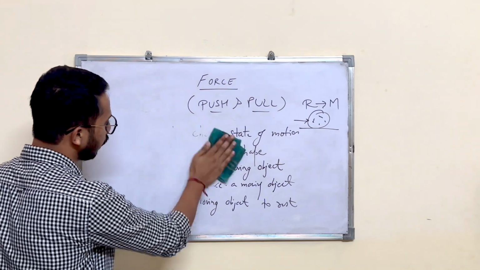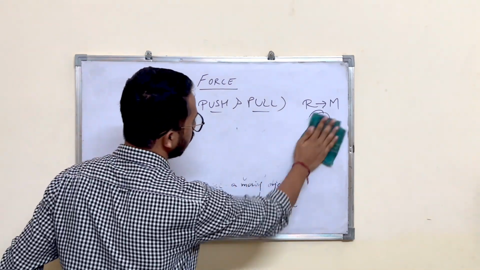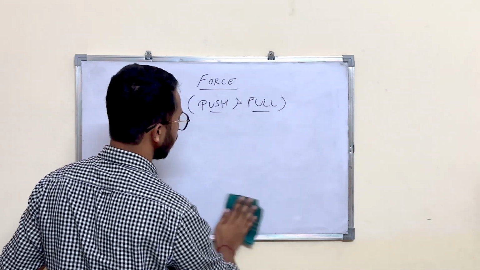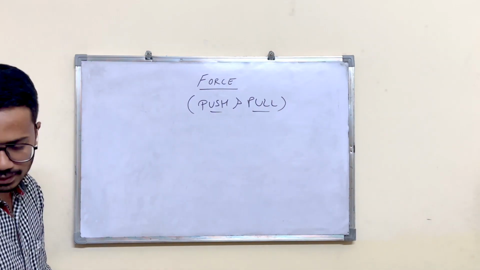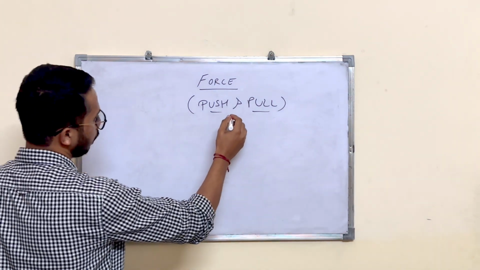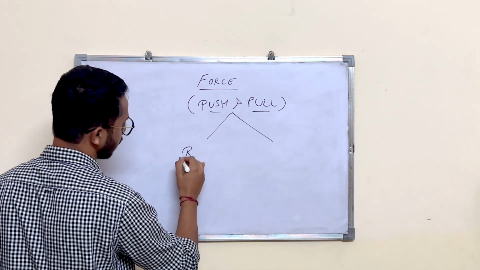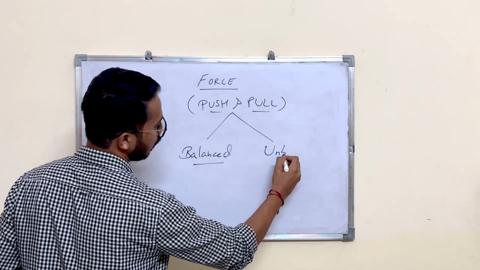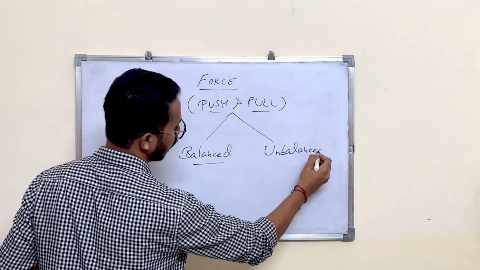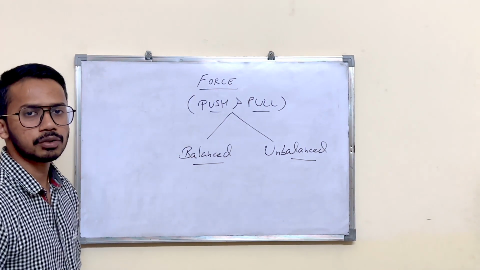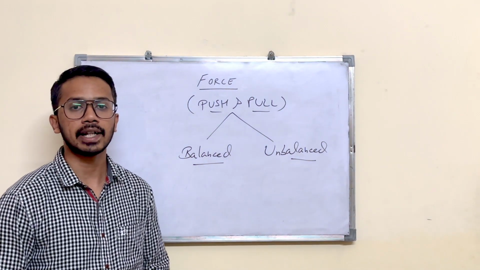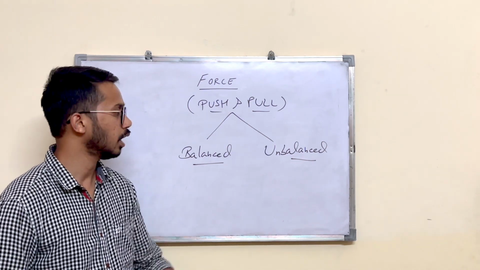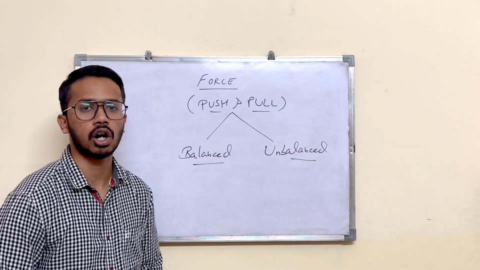Okay, do we have different types of forces? Yes, we do. So let's discuss the two most basic classifications, or basic division, of forces. We have balanced and unbalanced. Balanced forces and unbalanced forces. Now, balanced forces are those forces in which the net force is zero. Now, what do I mean by net force? I'll be taking that up a little later. Unbalanced forces are those where the net force is non-zero.